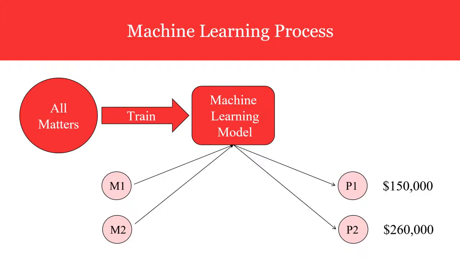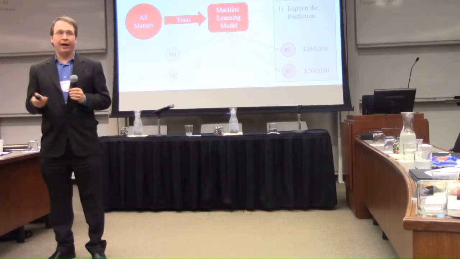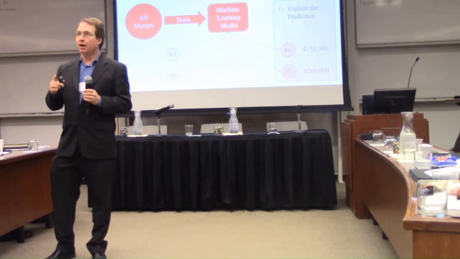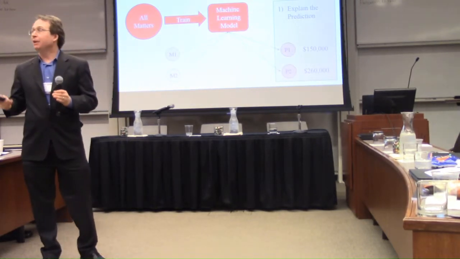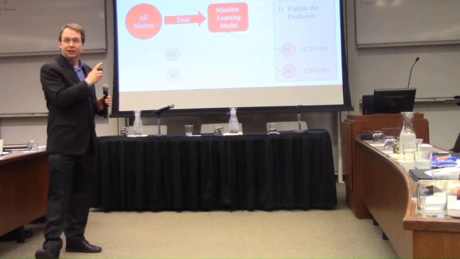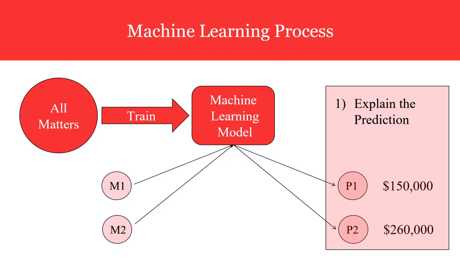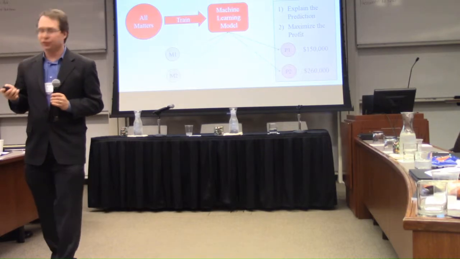But the question is, why? Explain the prediction. And this is where we start to move from machine learning model as a black box to a machine learning model as something that has to explain itself. Why did you make this decision? On what features did you base that value? We can then look at maximizing our profit by looking at how we optimize those specific features.